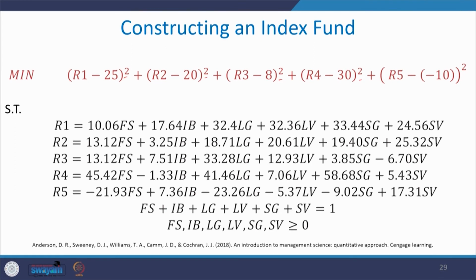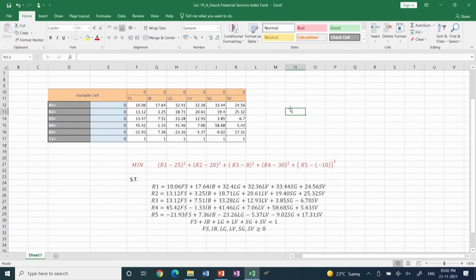What are the constraints? R1 is this much, R2, R3, and other things. One more constraint: because it is a percentage, the sum of the probabilities should be 1. So, this is the final complete nonlinear problem that I am going to solve with the help of Solver. Now, I am going to solve this nonlinear problem with the help of Solver.